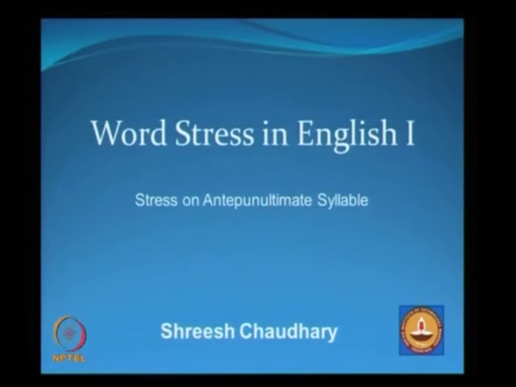Yesterday we looked at some features of English word stress. We defined, or tried to define, what word stress is and how in English it is different from word stress in other languages. We also saw that unlike many other languages, English does not have word stress fixed for only one part of the word. Different words can have stress in different parts. Some words have it on the initial syllable, some words have it on the final syllable.